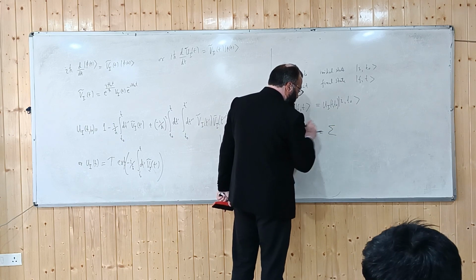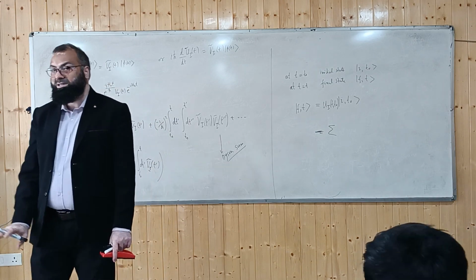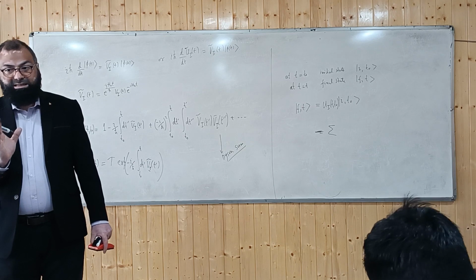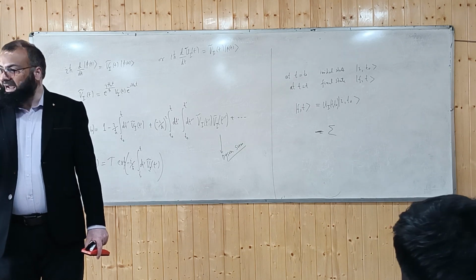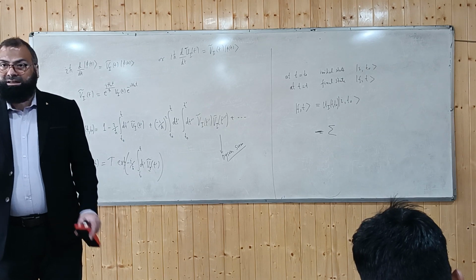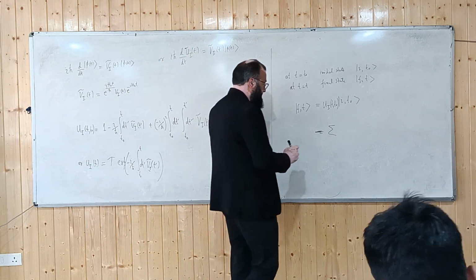So I will take now the complete set of states of H naught. Since the Hamiltonian we are given contains an exactly solvable part, the time independent part for which we know the eigenstates, and the time dependent part, let's take the eigenbases from there.